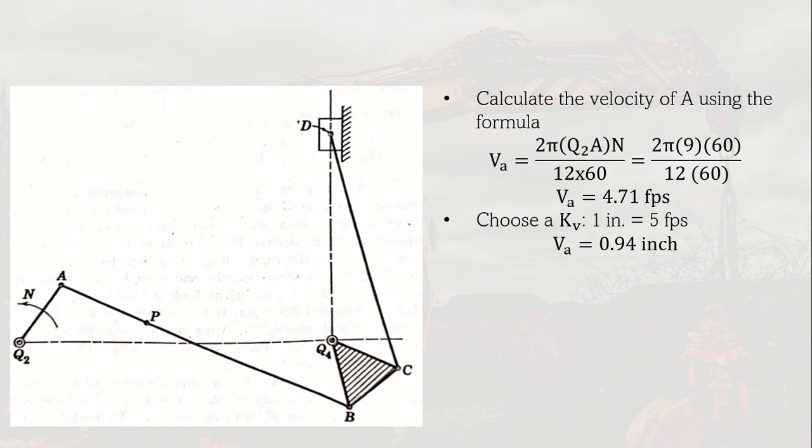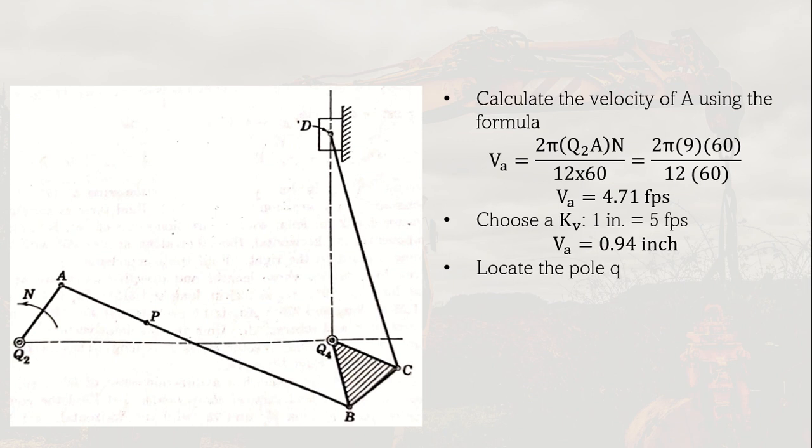Therefore, since our 1 inch is 5 feet per second, this 4.71 FPS is 0.94 inch in drawing, because if we use this scale, we'll just multiply this by 1 over 5, right? So that's 4.71 divided by 5, which is 0.94 inch. So in the drawing, the velocity of A is 0.94 inch.